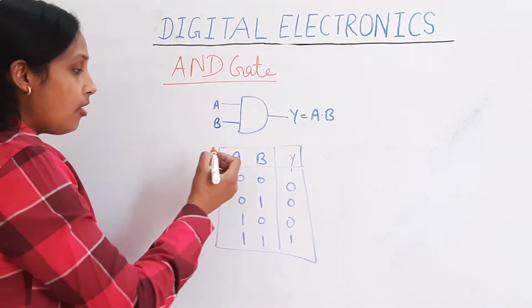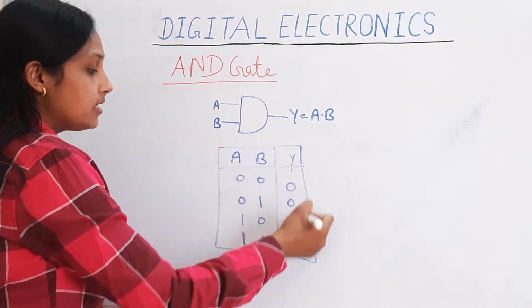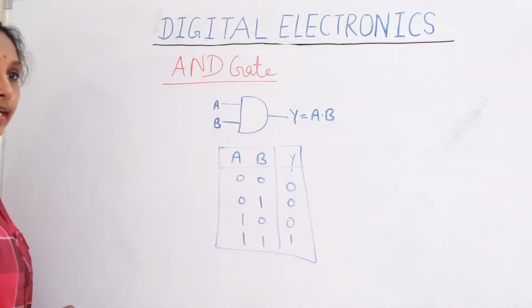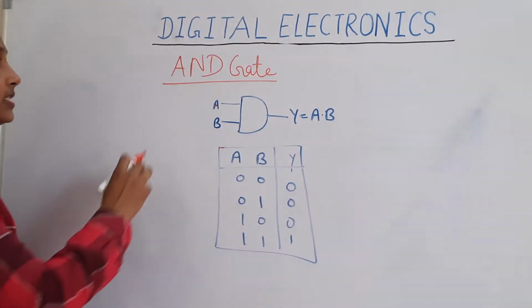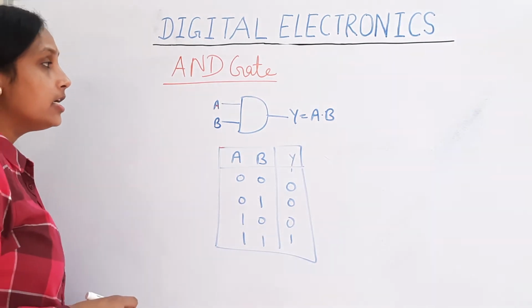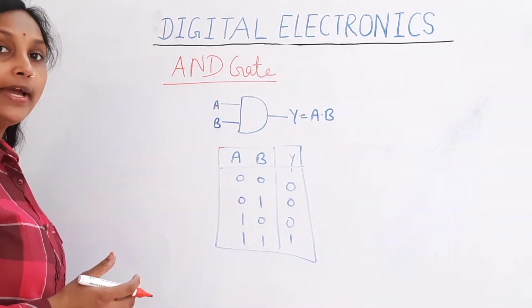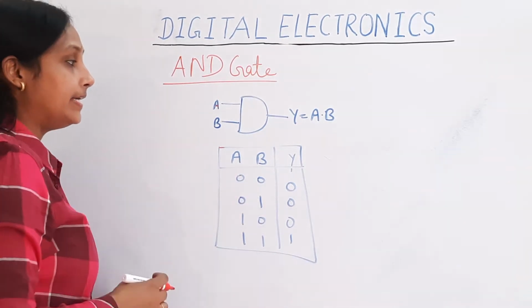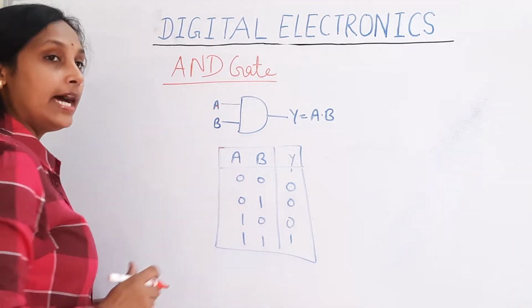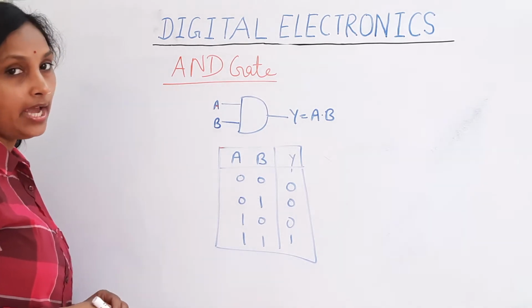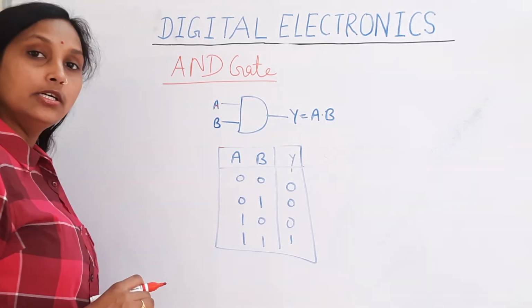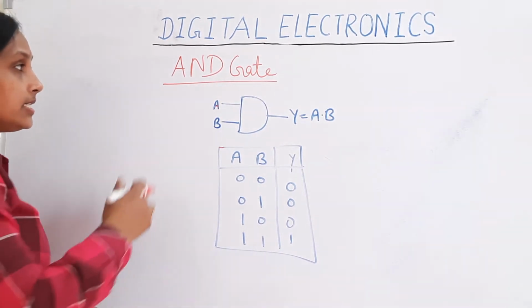Now we are going to discuss the truth table of the AND gate. First we will see the statement of the AND gate. The AND gate function is like this: its output is high when both the inputs are high. Only when both the inputs are high will the output be high, otherwise the output will be 0. So this is the statement.